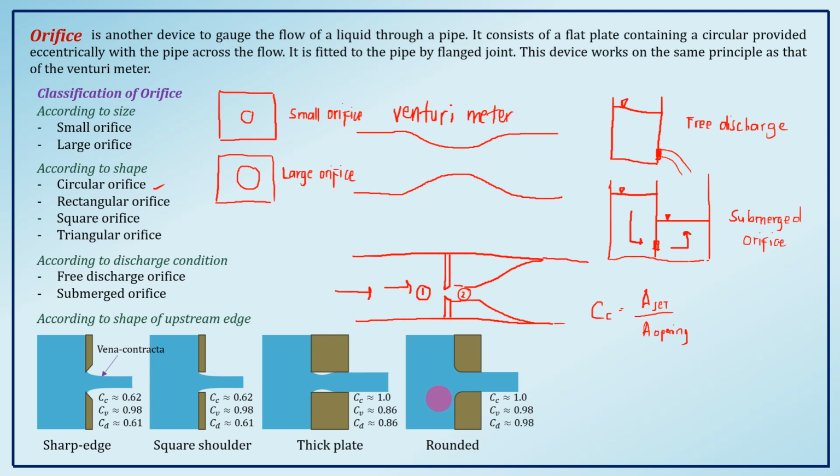So, those are the classifications of orifice. Now, let's move on to deriving the equations used to calculate the theoretical values of Q, the flow rate, and V, the velocity. So, let's show a figure wherein we attach an orifice.